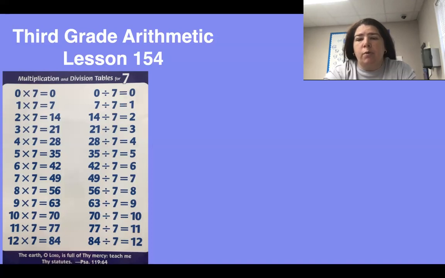Let's start by going over our 7 multiplication table. Let's clap twice in between each. Ready? Let's see how fast we can go without making a mistake.